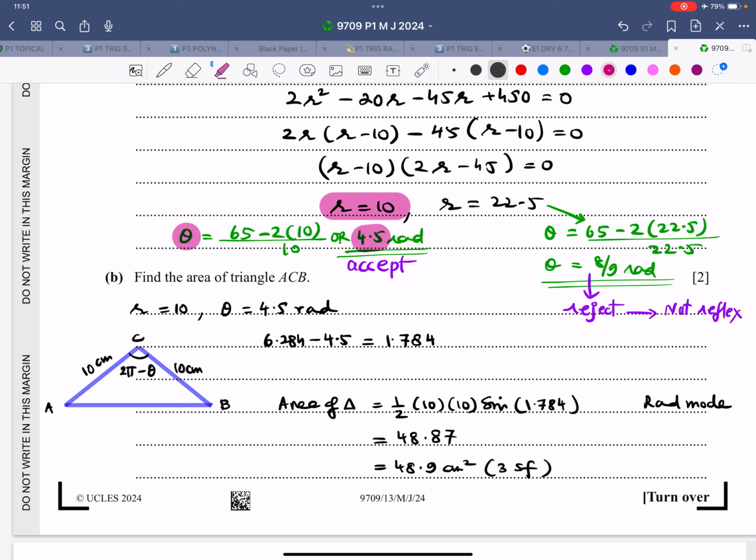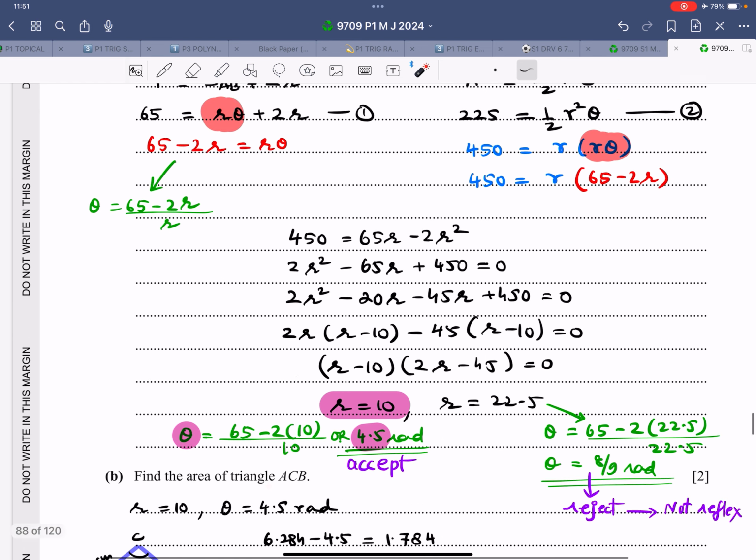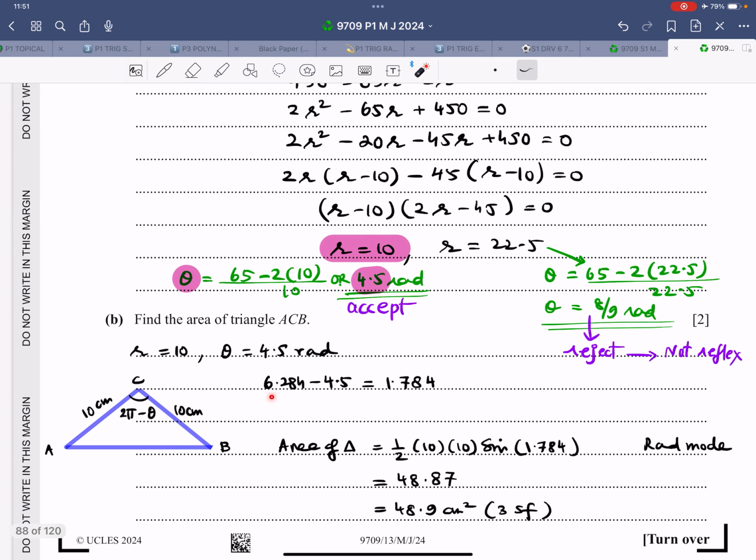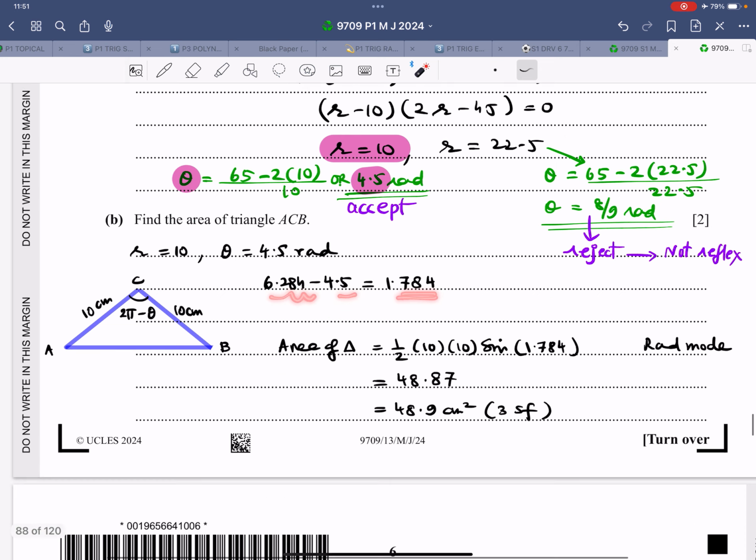So now then it says find the area of the triangle ACB. Now for area of triangle ACB, I have the value of r. I have this angle theta. I need this angle on the inside. So this angle will be 2 pi minus theta. So therefore this angle is 2 pi minus theta, that is 1.784.